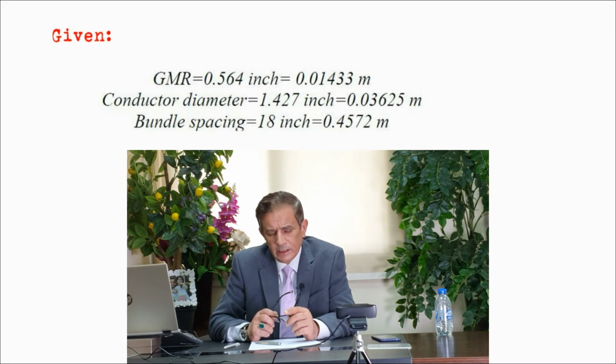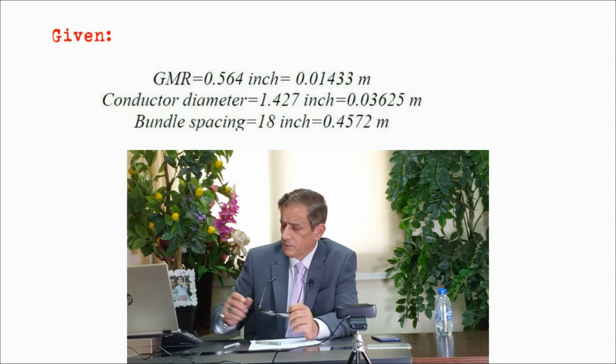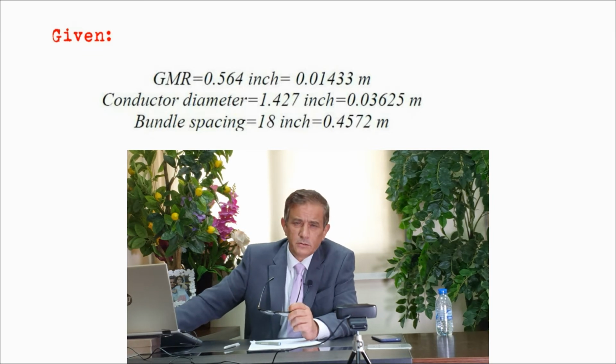Inductance per meter, capacitance per meter. So we convert it to meters. GMR is given in inch, we convert it to meters. Conductor diameter in inch, we convert it to meters. Also the bundle spacing was 18 inch, it's converted to meters. These are the given information.